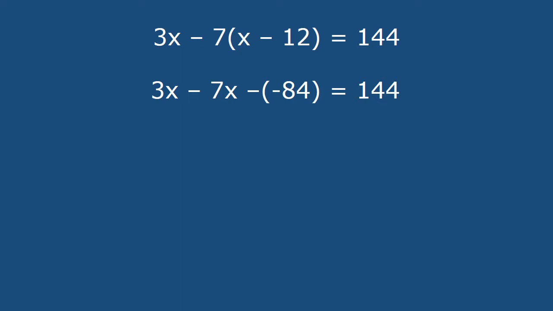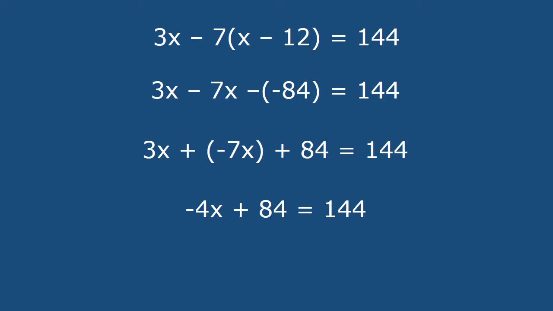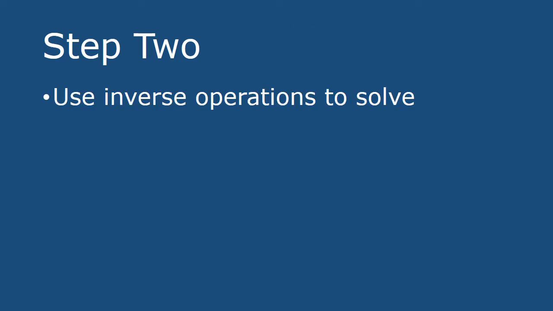From there, we can use our rules of integers, specifically subtracting integers, to further rewrite our equation. We can rewrite it as 3x plus negative 7x plus 84 equals 144. From there, we can use our rules of adding integers to rewrite the equation a final time as negative 4x plus 84 equals 144. Step 2 requires that we use inverse operations to solve equations.